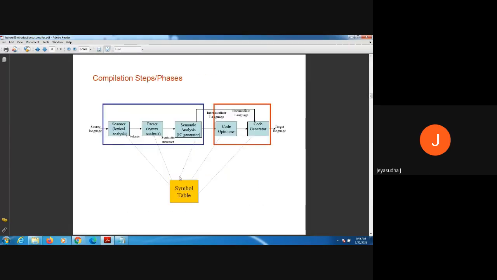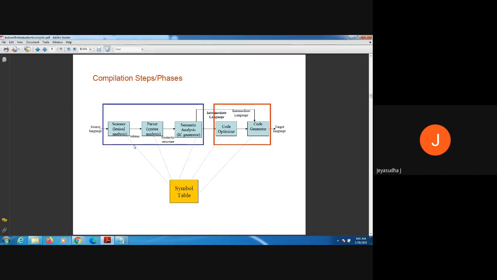This is what I was talking about from the start of this class. You can see this one is the analysis part, and this one is the synthesis part. The output of the analysis part is given to the synthesis part. In the analysis part, you have lexical, syntax and semantic. In the synthesis part, you have code optimization and code generation. The intermediate code generation does not play much of a role. Whatever you get will be converted in between, then you move on to the next part.